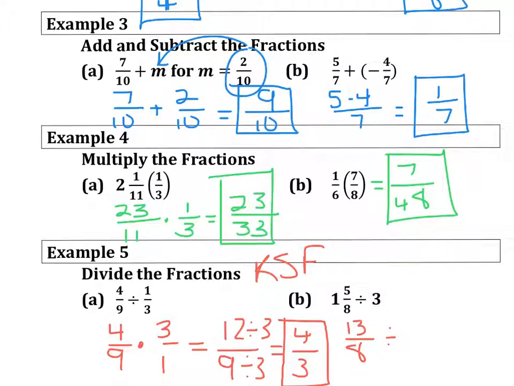Now, some of you might be looking at this and saying, well, what do I do because 3 is not a fraction? Well, remember, any rational number can be written as a fraction, so we could take this whole number and just write it as a fraction over 1. So now we'll follow the process of keep, switch, flip.